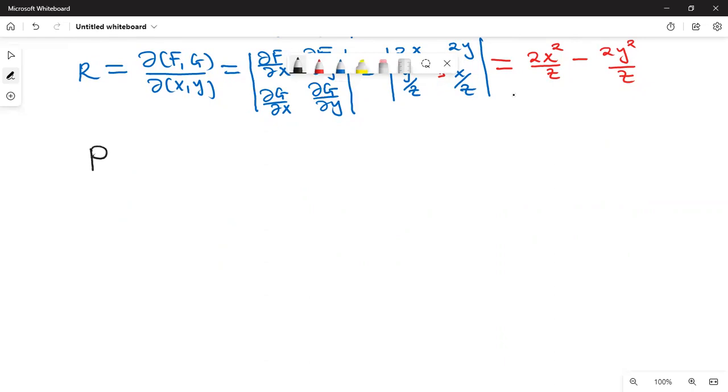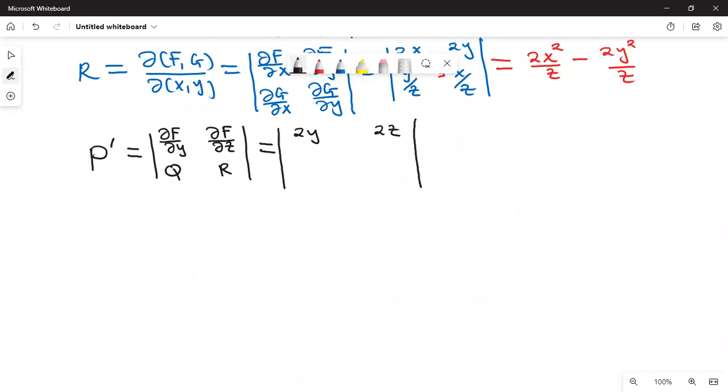P prime. How is it defined? As the determinant of partial f, partial y, and then partial f, partial z. Then here we have q, and here we have r. That's how we define it. And we have these partial derivatives. So let us replace f with respect to y, that was 2y. F with respect to z, that is 2z.